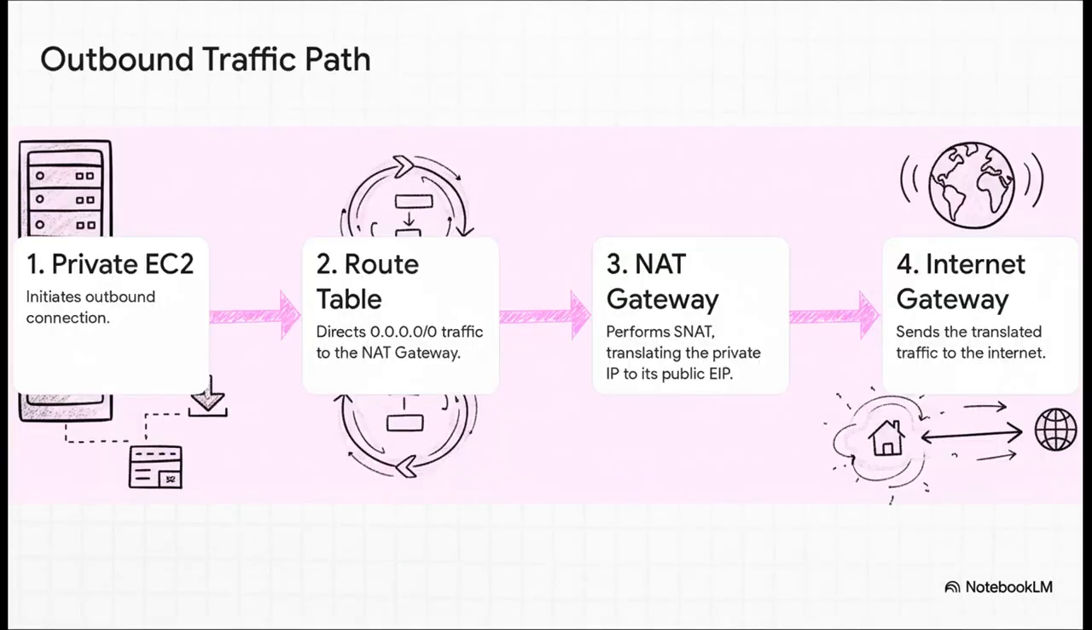And this shows the flow perfectly. Let's say your private EC2 instance needs to download a patch. That request hits the subnet's route table, which we just talked about. The route table looks at it and says, oh, you're going to the internet? Your next stop is the NAT gateway. The NAT gateway then does its SNAT magic, swapping the private IP for its own public elastic IP. And finally, the internet gateway sends that traffic out to the world.